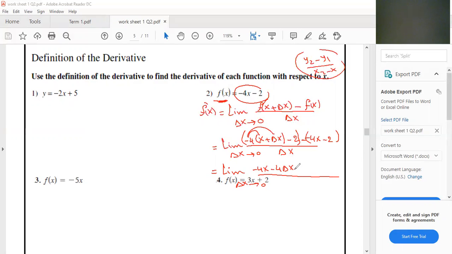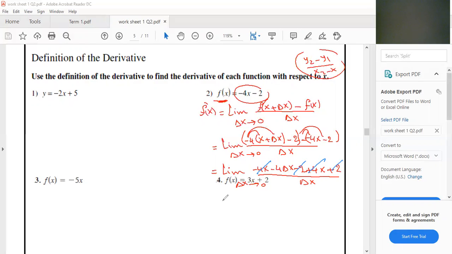Okay, minus 2. Don't forget to complete the function. Distribute here, it will be plus 4x plus 2 over delta x. Here I have to simplify. Look, I write in a different color. Okay, -4x with 4x, -2 with 2.